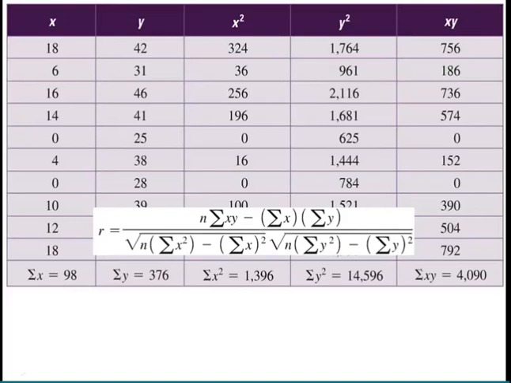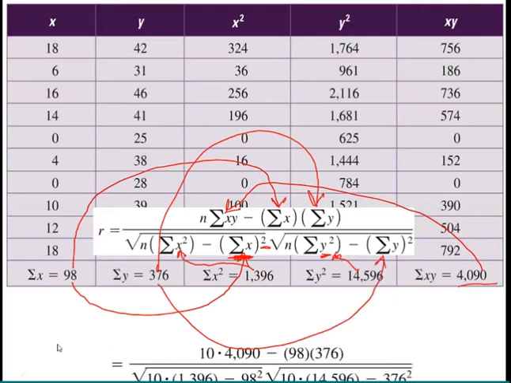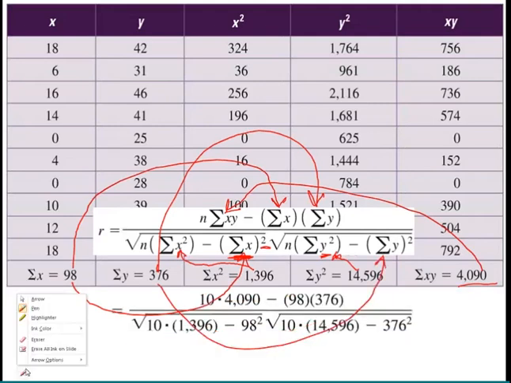Okay, and so what we're going to do is actually take these answers that we just got, like 4,090, and put it right there. We're going to take the sum of the x's, which is 98, put it right here. And take this 376, put it right there. Here you can see the 1,396 is going to go there. The sum of the x's is this guy, that's 98, and then you're going to square it after that. Then over here we've got y squareds, so that's going to be this number. And then the sum of the y's right there. Okay, and here it is, all written the way that I just said it.